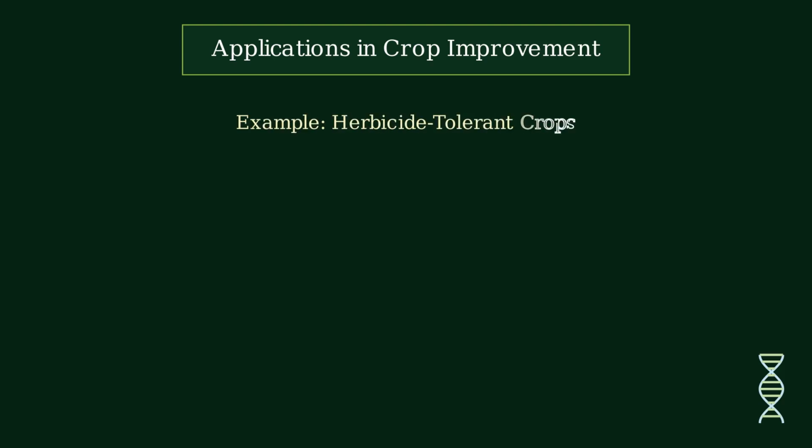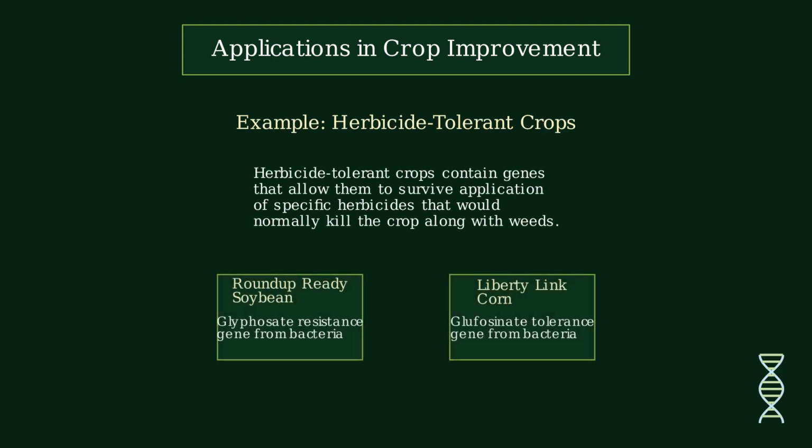Herbicide-tolerant crops contain genes that allow them to survive application of specific herbicides that would normally kill the crop along with weeds. Popular examples include Roundup-Ready soybeans with glyphosate resistance and Liberty Link corn with glufosinate tolerance, both using bacterial genes to confer resistance.